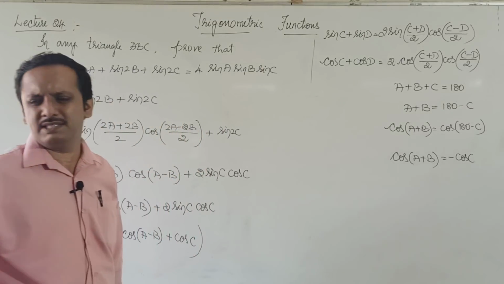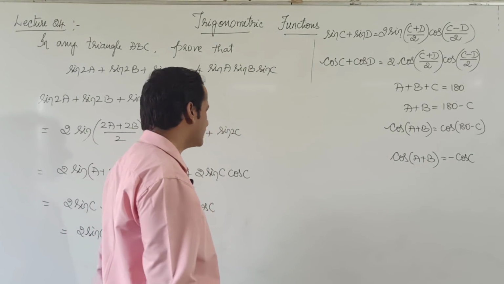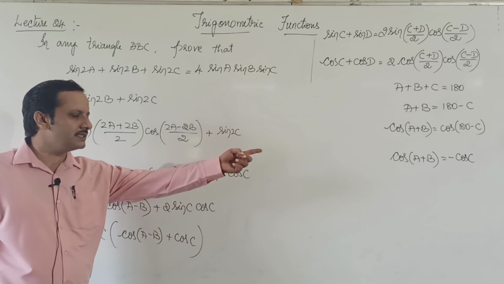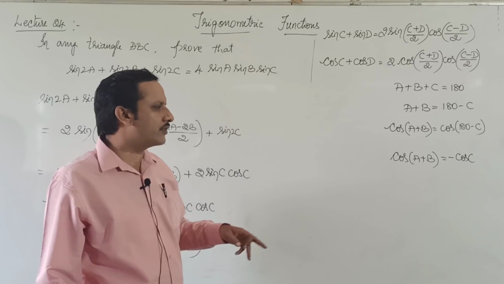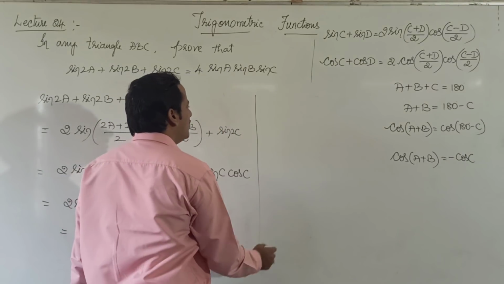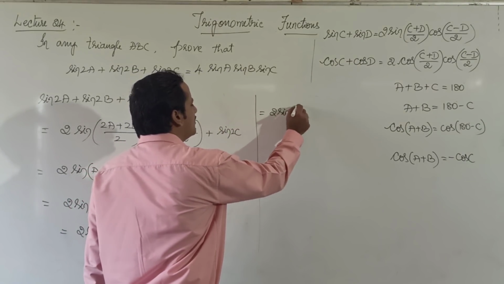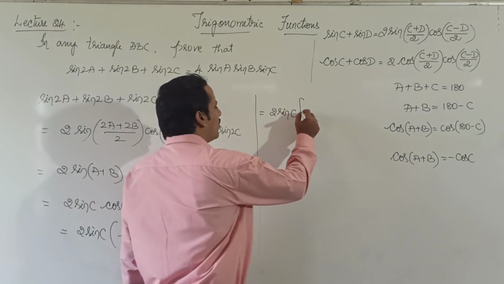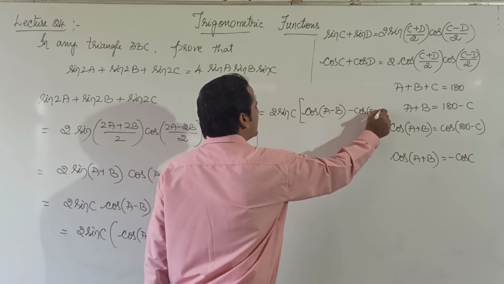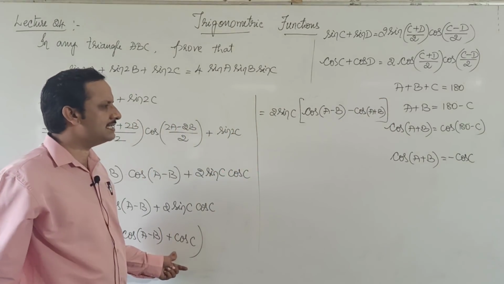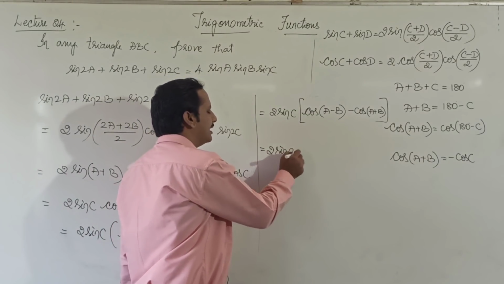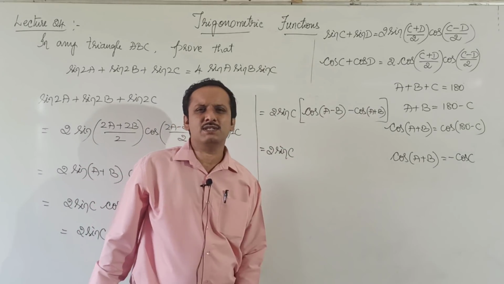Cos 180 minus theta is equal to minus cos theta, we know. So it will become minus cos C. Now what I would like to do is replace cos C with cos A plus B equal to minus cos C. Therefore cos C will be equal to minus cos A plus B. So this will become 2 sin C into cos A minus B minus cos A plus B. I am writing cos C as minus cos A minus B. Then 2 sin C, I will retain it as it is, cos A minus B minus cos A plus B.